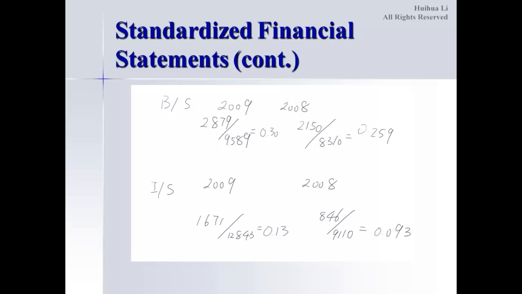For common size income statement, EBIT for year 2009 is absolute EBIT 1,671, divided by sales of 2009, 12,843, and the answer is 0.13. Similarly, for 2008, it is 846 divided by sales of 2008, 9,110, so the answer is 0.093.